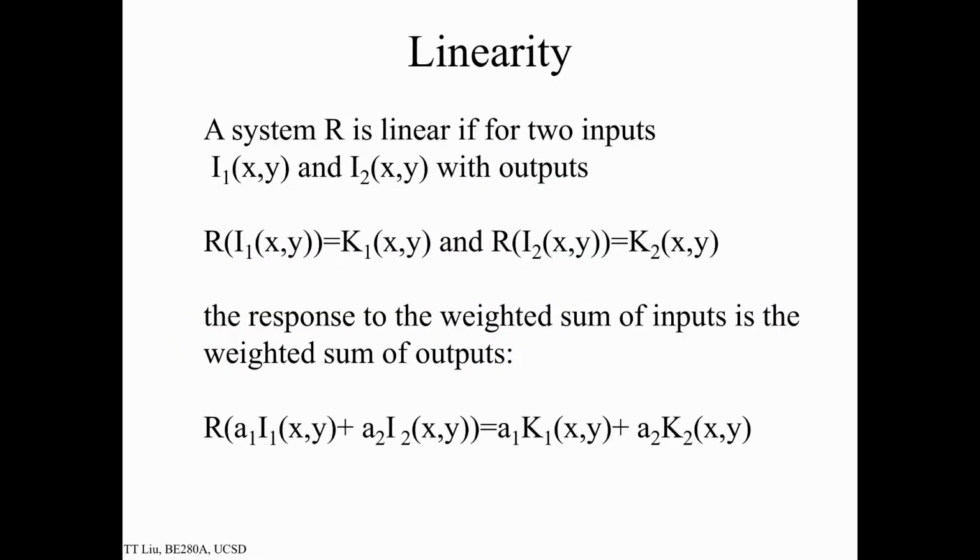So to summarize, a system is linear if for any two inputs, I1 and I2, that have outputs K1 and K2, then the response to the weighted sum of the inputs is simply the weighted sum of the outputs. In this case, the weighted sum of inputs is A1 times I1 plus A2 times I2, and the weighted sum of outputs is A1 times K1 plus A2 times K2.